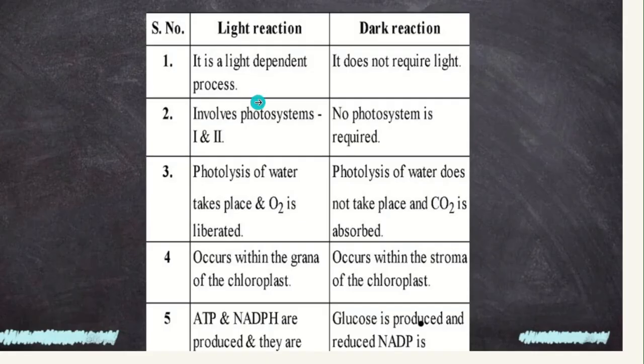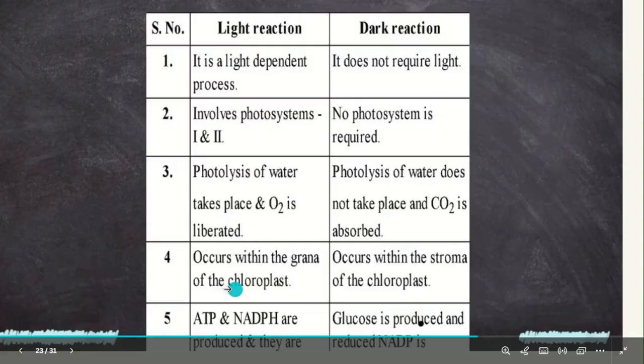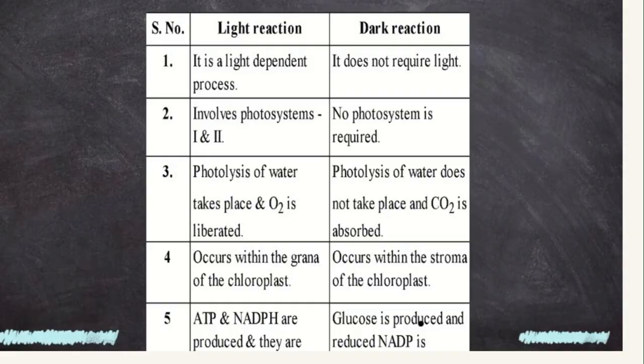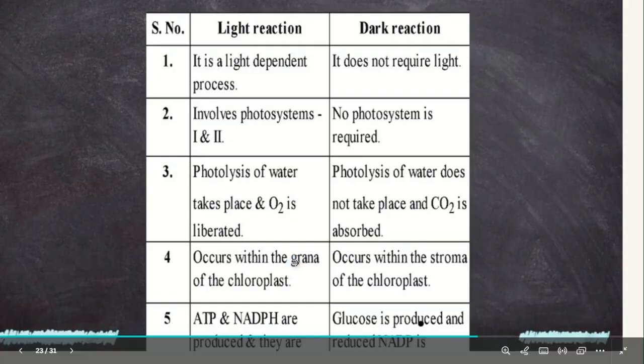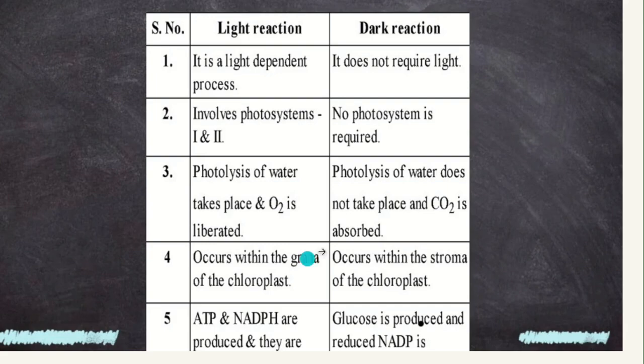For the light reaction, aka light dependent, meaning that you need light to go on, it's going to involve both photosystem 1 and photosystem 2. We're going to involve photolysis, which means splitting of water, and then oxygen is going to be released. The light dependent reaction takes place within the grana of the chloroplast, and basically the grana is made up of stacks of thylakoids. So they are like these discs, disc-shaped things, right? That's what makes up the grana. It's a stack of thylakoids. And then ATP and NADPH are going to be produced.